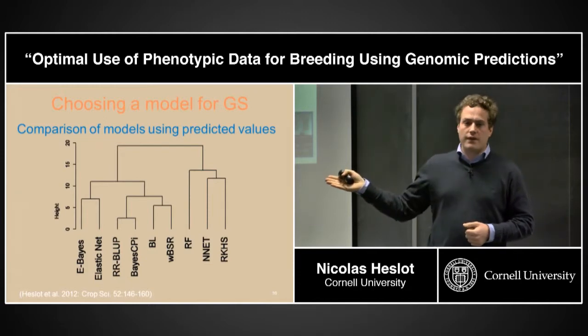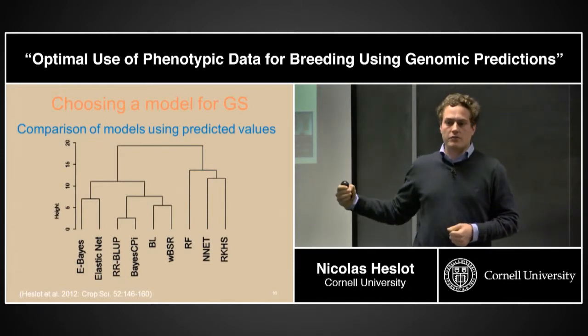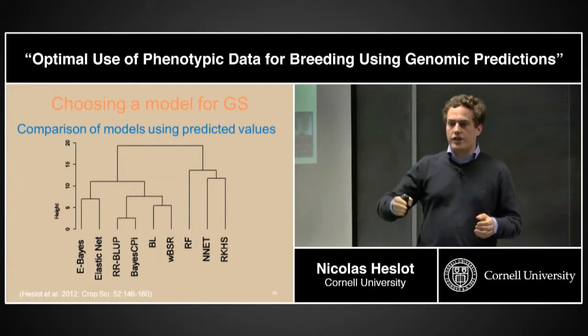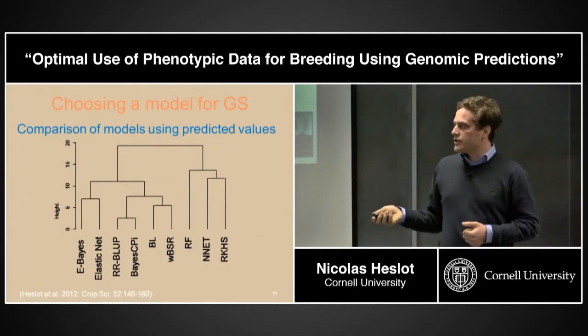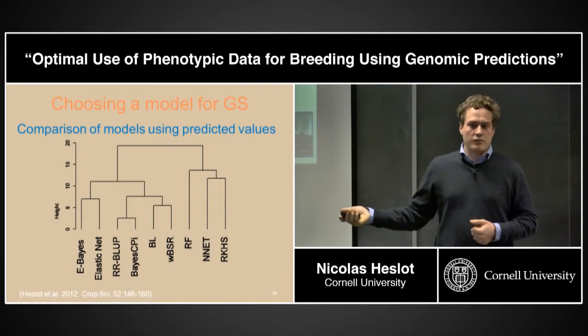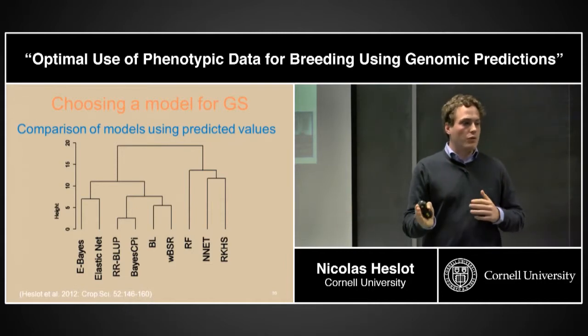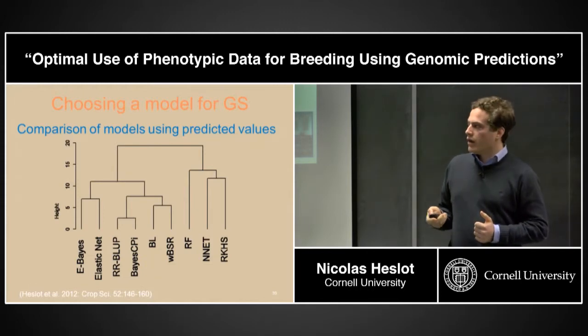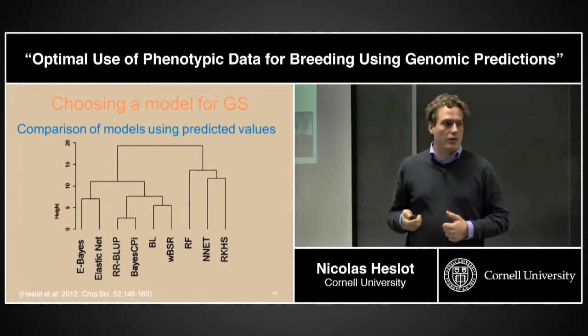Because it seems that there was a difference between GS models, we tried to combine different GS models, combine different predictions to increase accuracy, but we were not really successful with that. Which doesn't mean it can't be done, but we tried a number of different ways of doing so, and we couldn't get something better than a single GS model, basically.